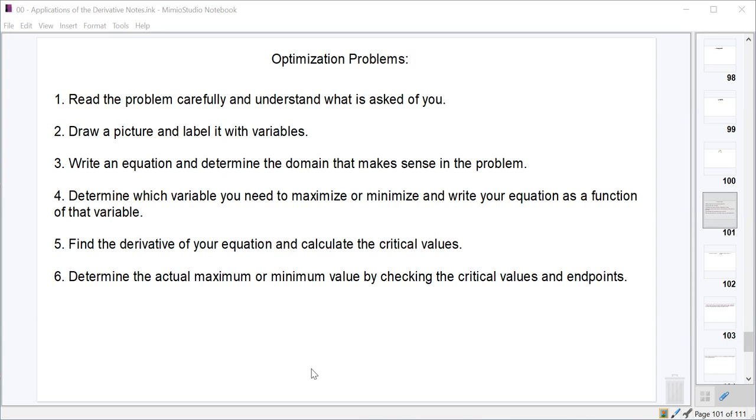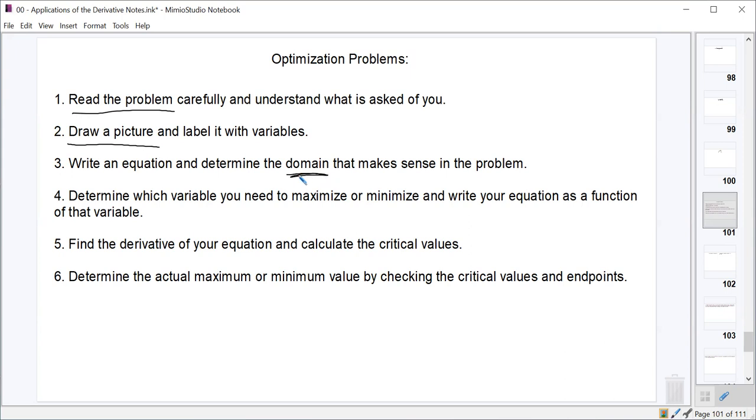There are a few steps here that are pretty important as we work through optimization problems. One is you've got to read the problem. If you don't read the problem and understand what's being asked of you, there's no way you're going to be able to solve it. Almost all the time, a picture is going to be useful, so try to draw a picture of the situation and label it with whatever variables are appropriate. Then we're going to write an equation relating all of the information given to us, including the thing that we're trying to maximize or minimize.